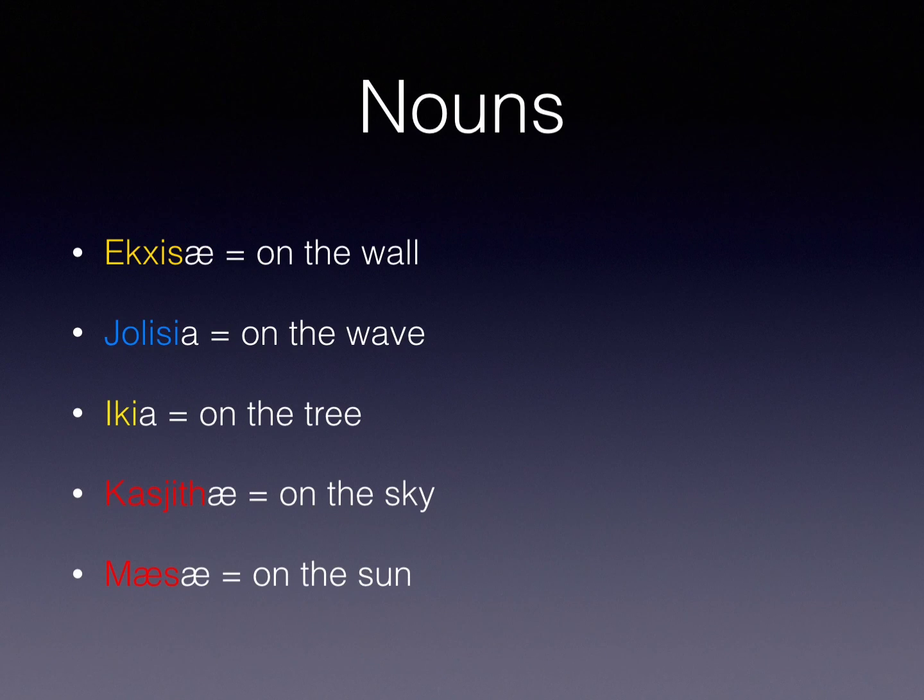And to say on the noun, it's a little bit different. You just have to add the i or a at the end. So if it ends in a consonant, it is i, and if it ends in a vowel, it becomes a instead. So exisai, iolisia, ikia, kasithai, and maisai.